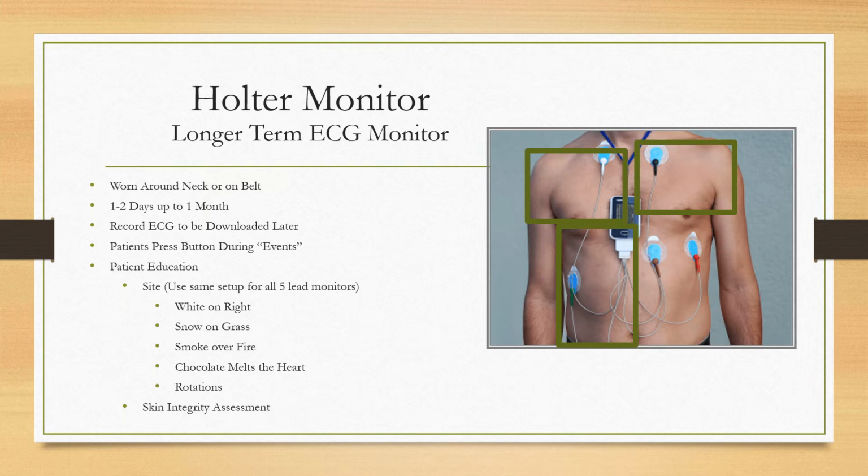So they get set up with this device. They go home. They do their regular activities. We don't tell them to rest. We don't tell them to do anything differently. They just go on with their day. Okay, then they return. Hopefully they've had some symptoms where they've pressed the button, and the computer can look at those events to see if anything has occurred with their rhythm. So really, for the most part, a Holter monitor is worn to detect any abnormal rhythms of the heart.